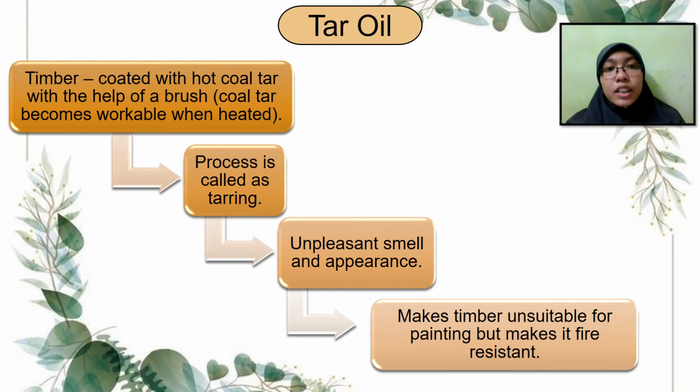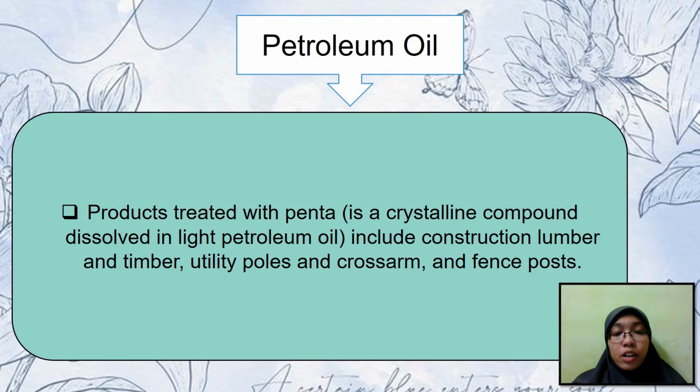Tar oil, timber coated with hot coal tar with the help of a brush. Coal tar becomes workable when heated. Process is called as tarring. Unpleasant smell and appearance. Makes timber unsuitable for painting but makes it fire resistant. Petroleum oil, products treated with penta, is a crystalline compound dissolved in light petroleum oil, include construction lumber and timber utility poles and cross arm and face posts.